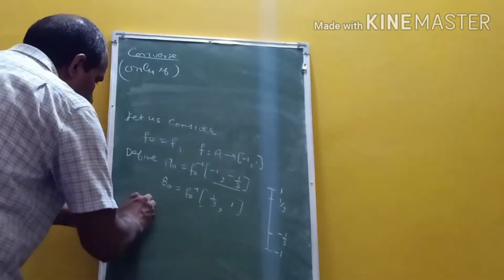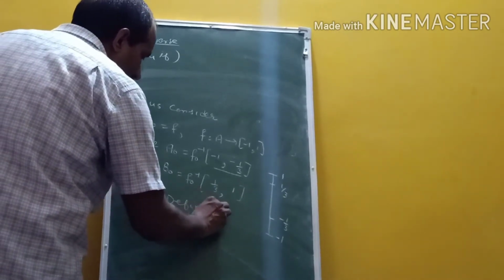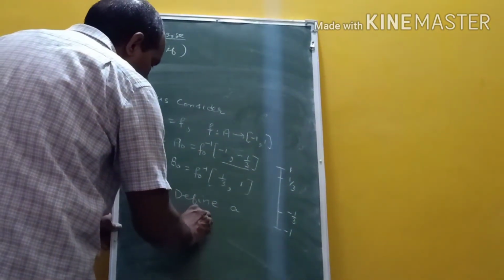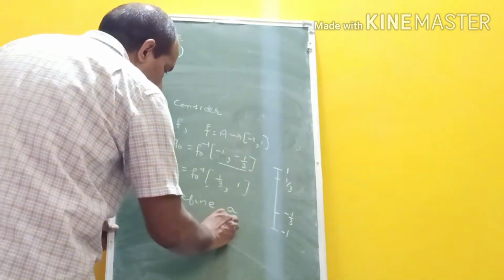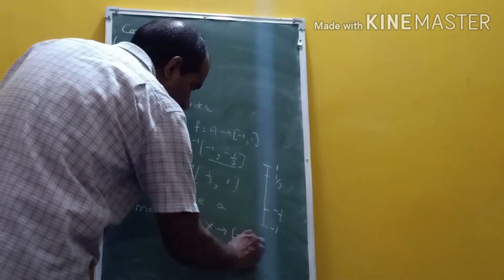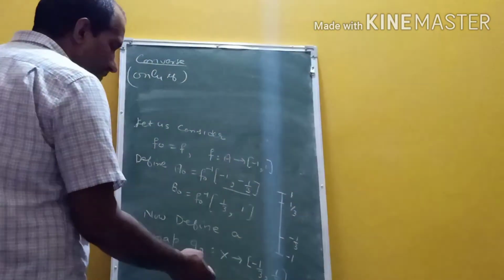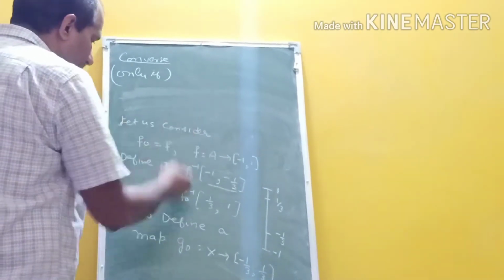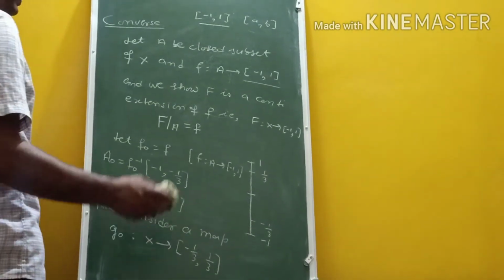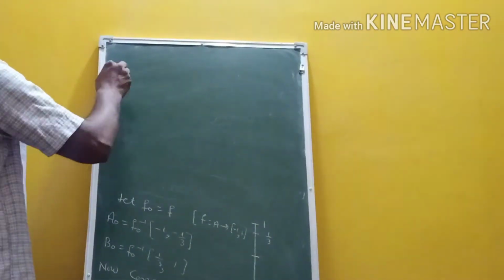Now define a map g naught from X to [-1/3, 1/3]. How do we define it? Now use the result to define this map. Now how do we construct this? Let us see. We will use here the result.